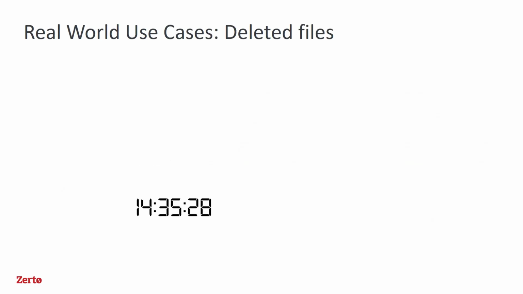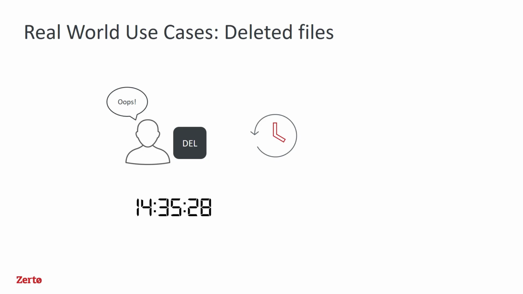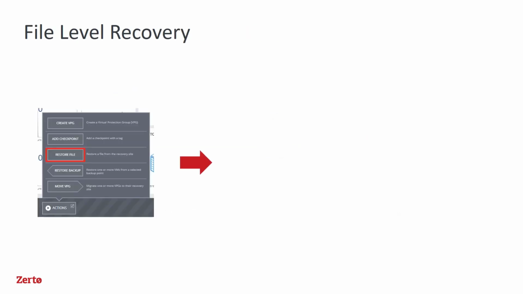And even just simple things like a user accidentally deleting a file. Simply rewind and resume. Go back in time, download that file, and send it to the user, or recover it to its original home folder. Now, for those familiar with Zerto and our interface, it's really easy to recover files. And everything we do, we try to keep as simple as possible.